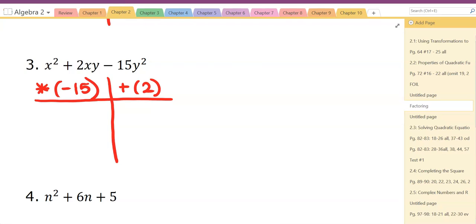So factors of 15 would be 1 and 15, 3 and 5. I know 1 and 15 are not going to work because there's no way I could add 1 and 15, whether one of them's negative or not, and get a 2. So I'm thinking we probably got to do 5 and 3. One of them has to be negative, though. So do you guys think 5 needs to be negative, or does 3 need to be negative so that when I add them I get a positive 2?